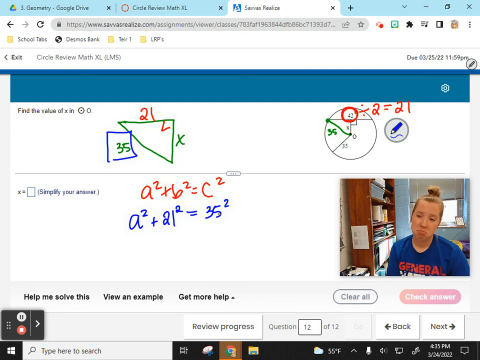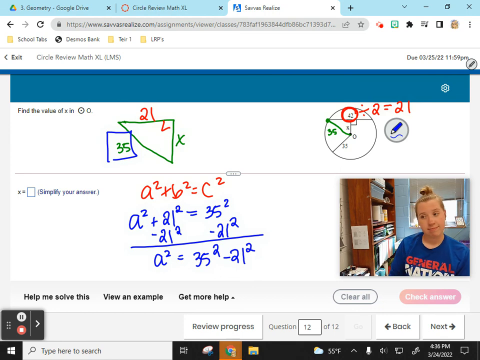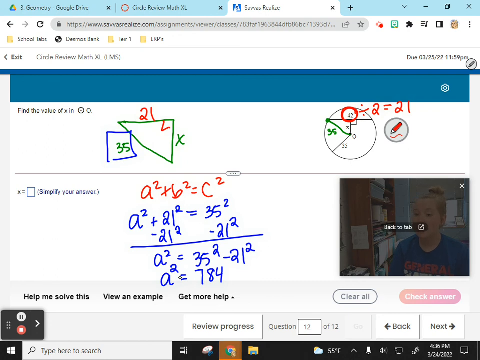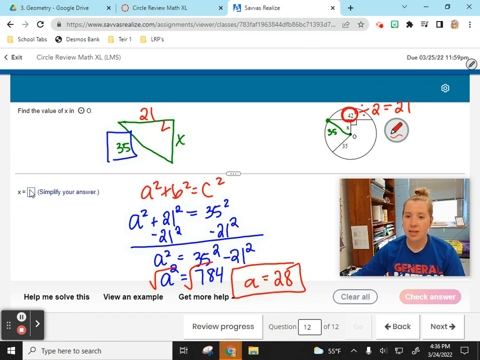Something you can do is subtract this whole value right here, so that what I type into my calculator is just 35 squared minus 21 squared. I think some of us have picked up on that trick. I'm just going to subtract them. 35 squared minus 21 squared is 784. A squared equals 784. And then the last thing we've got to do is just take the square root. A equals 28 this time, similar to our last problem. A equals 28.